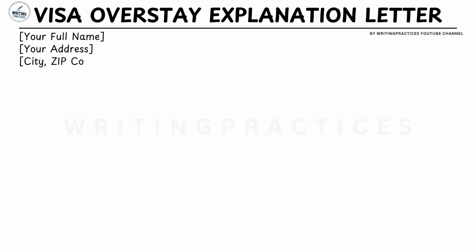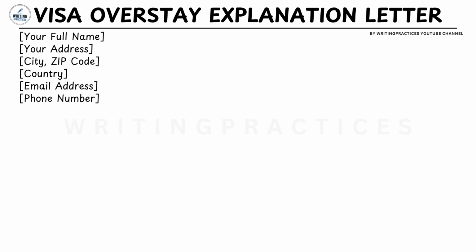Let's get started. Sender's information. The letter begins with your personal details, which include your full name, your complete address, including city, zip code, and country, your email address, your phone number. This section is important because it establishes your identity and makes it easy for immigration authorities to contact you if they need further information. For example, your letter might start like this: John Doe, 123 Main Street, New York, New York, 10001, USA, johndoe@email.com, +1 555 123 4567.